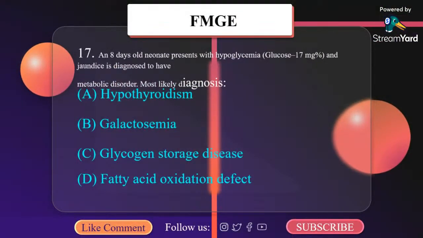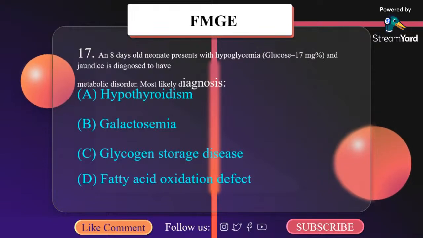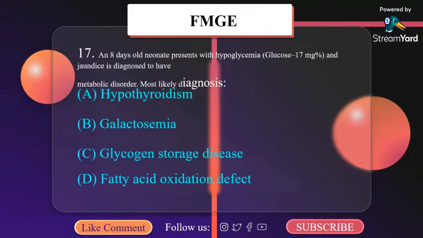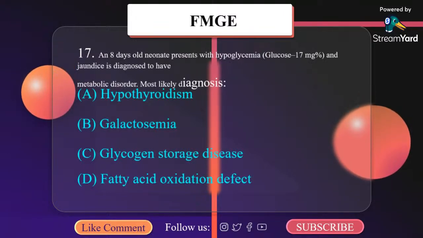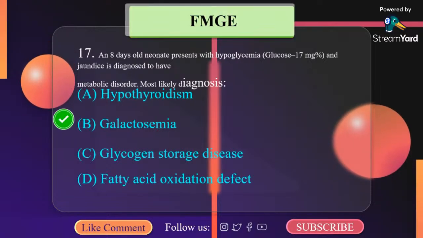An 8-day-old neonate presents with hypoglycemia and jaundice and is diagnosed to have a metabolic disorder. The most likely diagnosis is A. Hypothyroidism, B. Galactosemia, C. Glycogen storage disease, and D. Fatty acid oxidation defect. It is galactosemia.